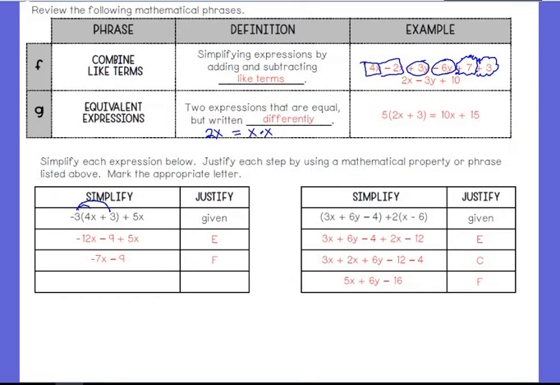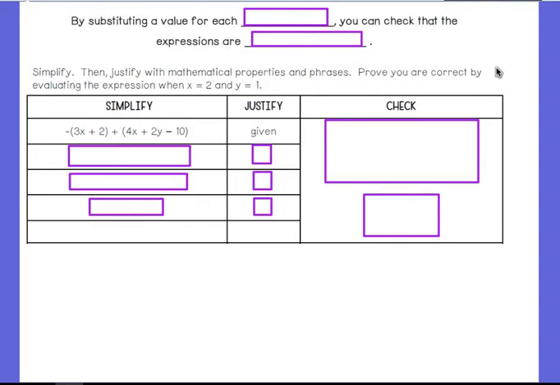Alright, we're going to now flip on to the back. And it says, by substituting a value for each variable, you can check that your expressions are equivalent. All letters in equations stand for some number that we just don't know what it is. So if we make up a number and plug it in and see if our answer is the same answer I would get with my original problem, then I've done something right. I've simplified it right.